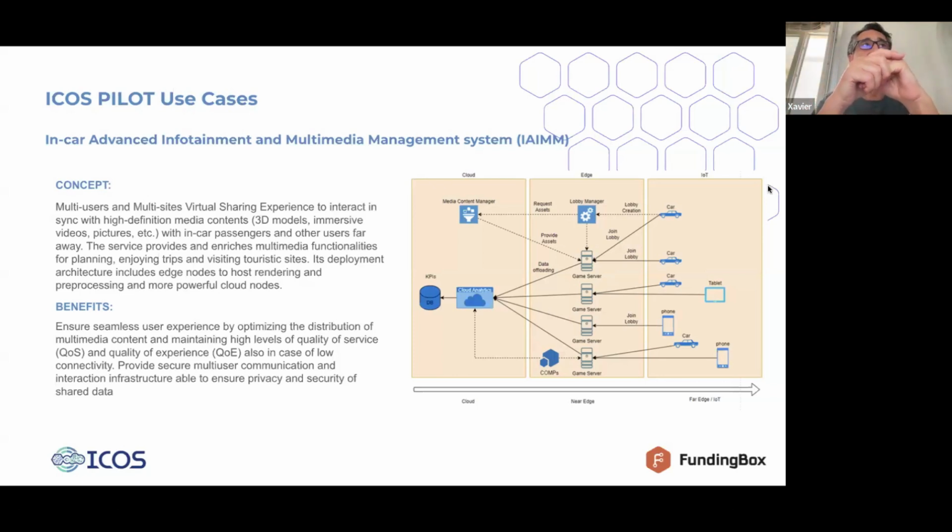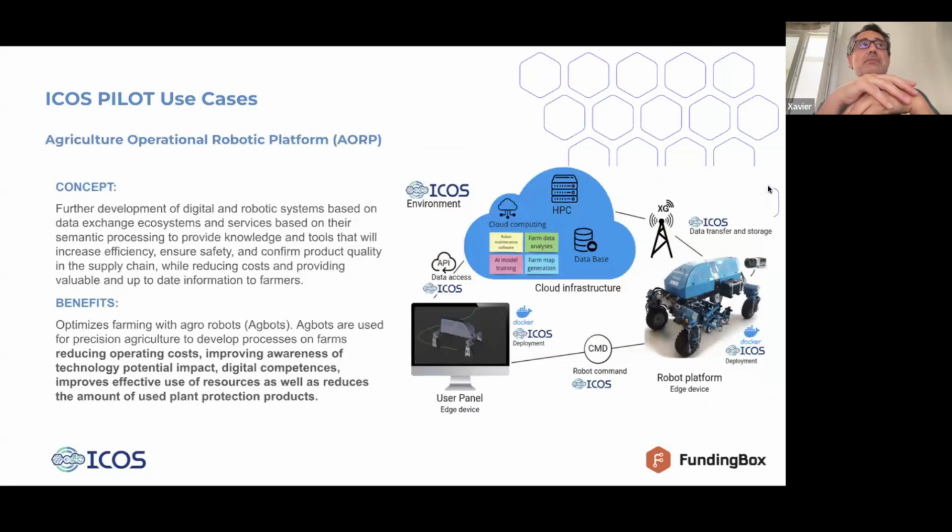Okay, so the next pilot, next slide please, is on agro, right? Agriculture, as you know, is a very traditional landscape that is now getting more attention from technology providers because there is a big need for distributing new infrastructures, new solutions, right?